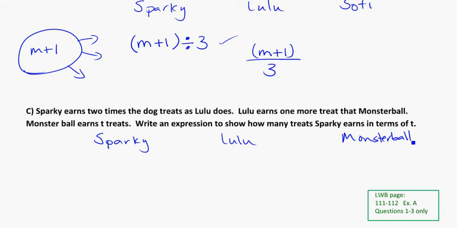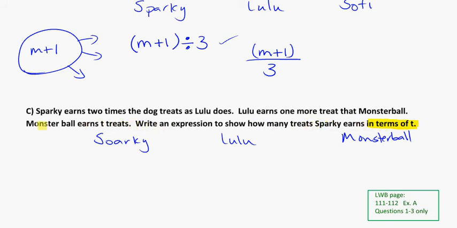Okay, so write an expression, we're looking for a sentence again, to show how many treats Sparky gets, so she's the one we need to figure out, but we want it written in terms of T. And what that means is we want it to say something like 3 times t plus 5, or 4t plus 7. Okay, so t is in there as the variable, the thing we don't know. So what the heck do we know about t so far? Let's look back through the problem.